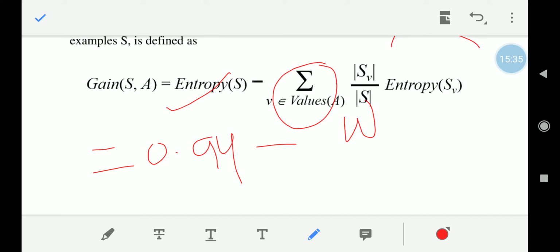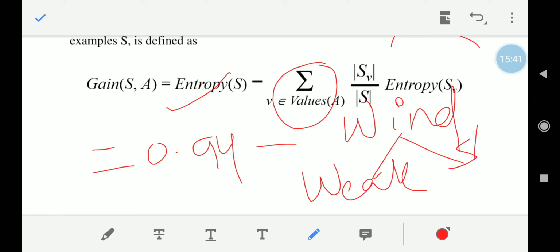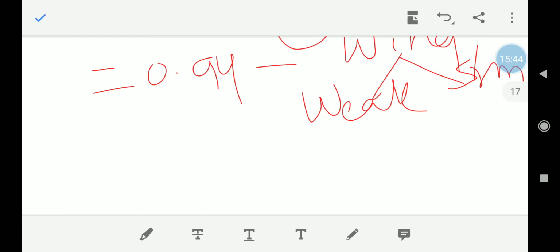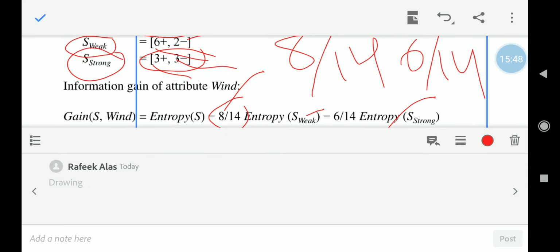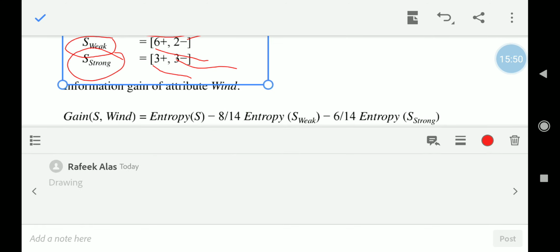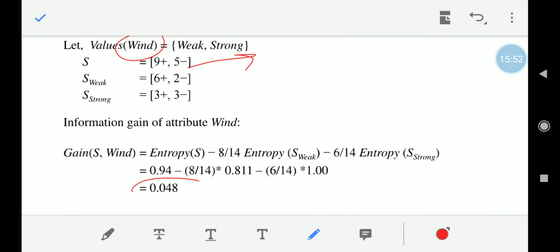Which attribute have you taken here? Wind. How many values are there? Weak and strong. So we will get two values. That's why it is entropy 0.94, then 8 by 14 for weak. 6 plus 2 is 8, total sample is 14, then 6 by 14, 3 plus 3 is 6, total samples are 14, 6 by 14.